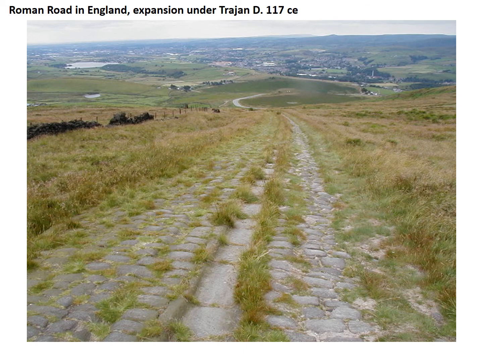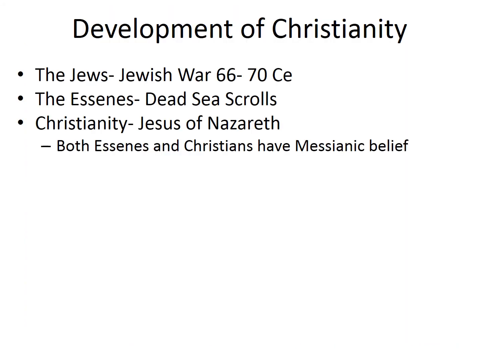This is a picture of a Roman road in England. This was built under Trajan, about 117 Common Era. The Roman Empire, the Pax Romana, kind of ironically facilitated the development and expansion of Christianity.